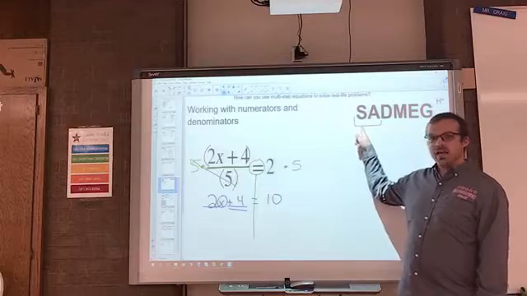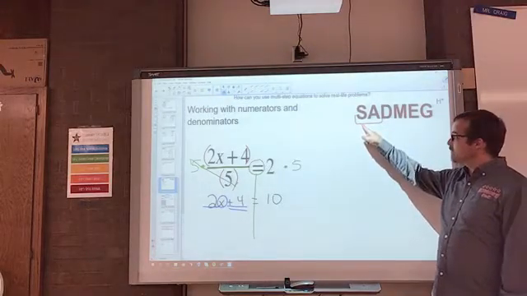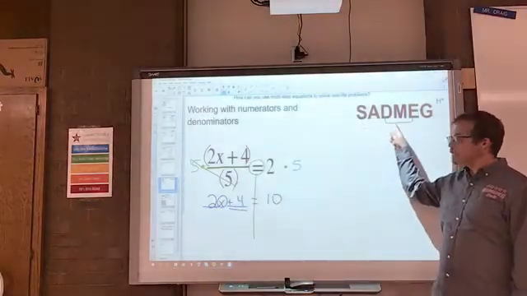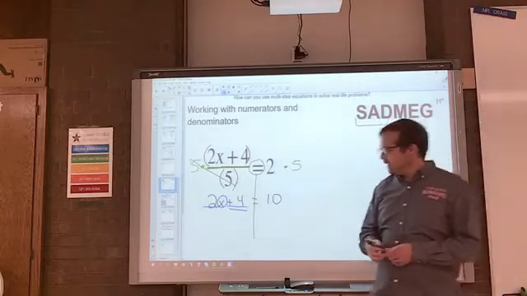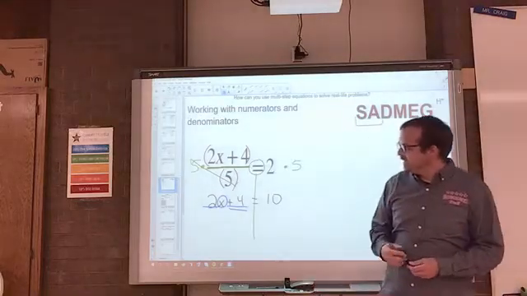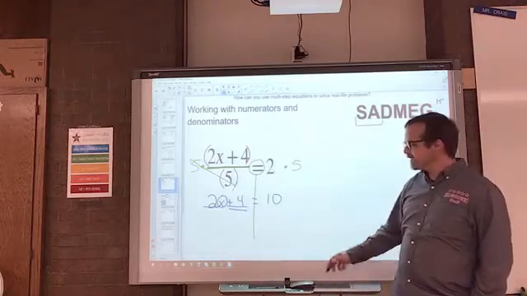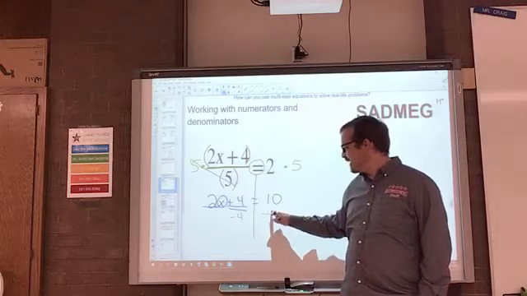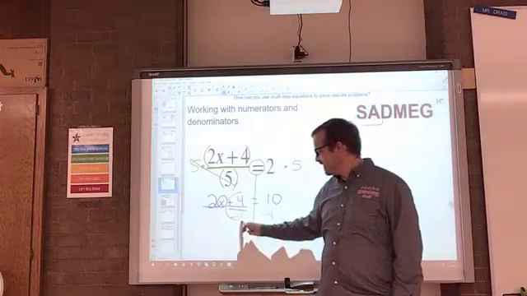And you'll notice that SADMEG does the same thing. We're going to get rid of the constant first by undoing addition or subtraction. In this case, we're going to undo plus 4. And then we're going to get rid of the coefficient by undoing multiplication and division. So let's back up to this. How do you undo plus 4? Minus 4, subtraction property of equality, subtracting 4 off both sides of the equation.